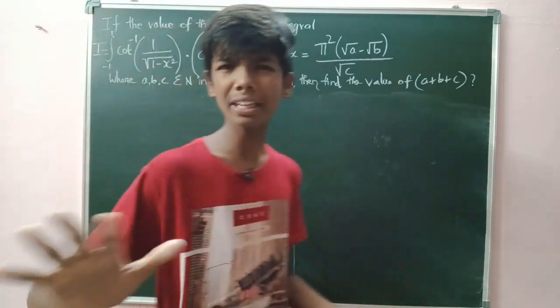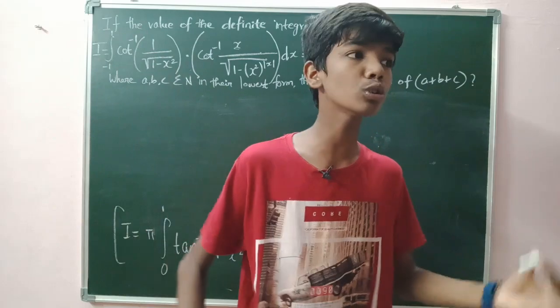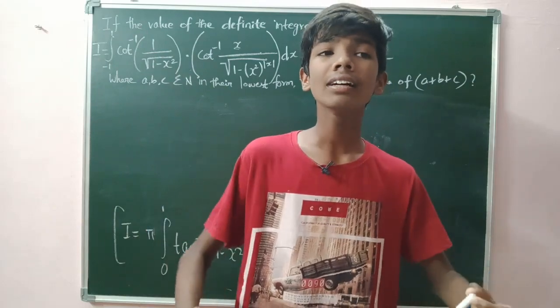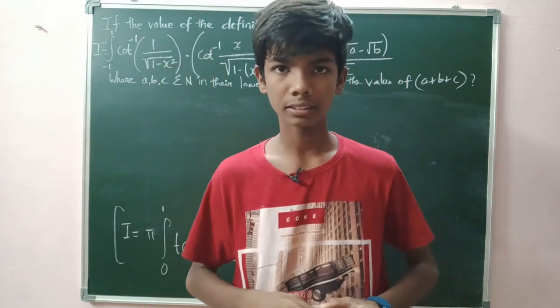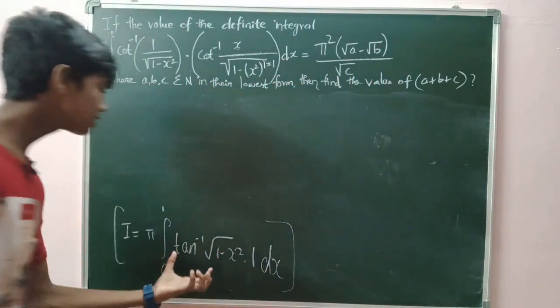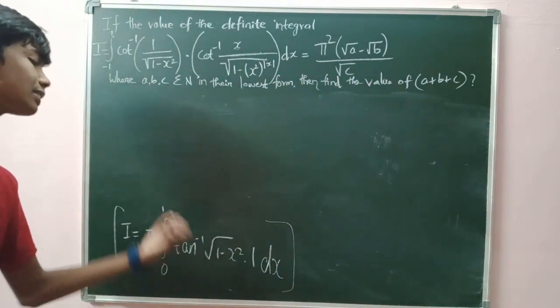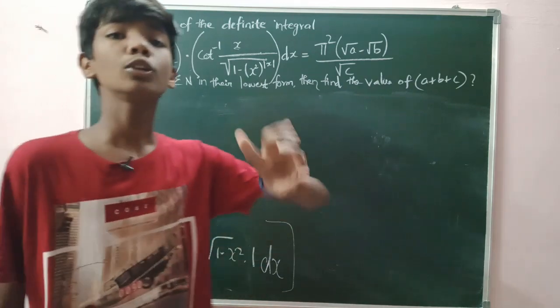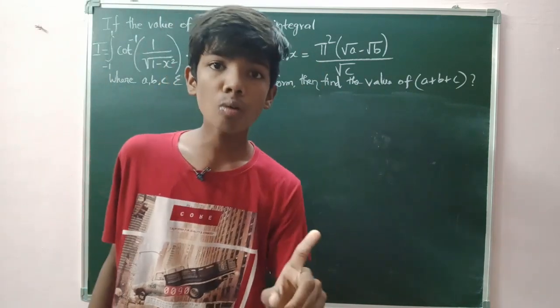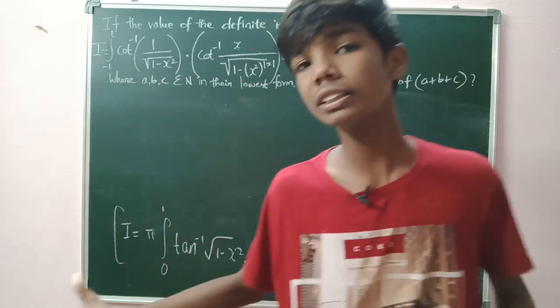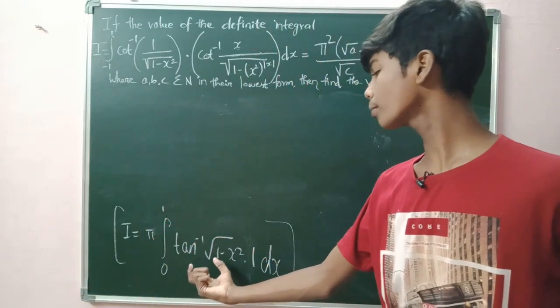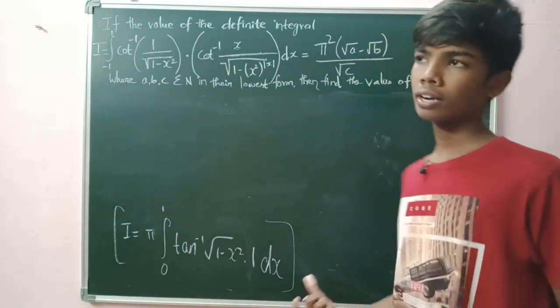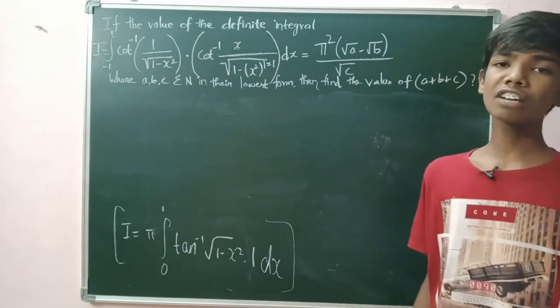Guys, this is a simple method, everybody knows, but I'm explaining for those who wonder why I'm writing 1 as a separate function. Okay, so I can write this tan inverse of root of 1 minus x square times 1, like I can write these two functions. Now, which function will we take as first function? One is tan inverse of root of 1 minus x square and another is 1. Which will I take as first function, second function?